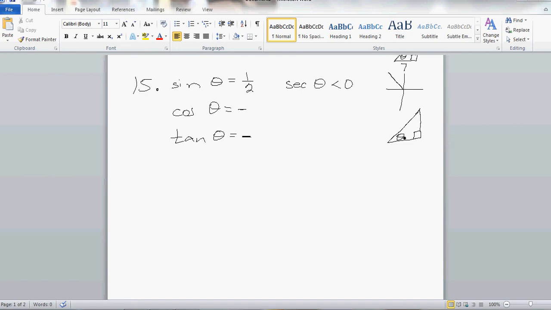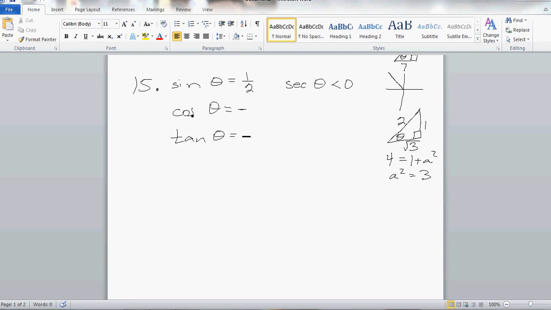Now we're told the sine of theta is equal to 1/2. Well, sine is opposite over hypotenuse. So the opposite is 1, the hypotenuse is 2. Quick calculation using the Pythagorean theorem: 2 squared is 4, which equals 1 squared, which is 1, plus a squared. Subtract 1 from both sides, a squared equals 3, and so a would equal the square root of 3. So we have every piece of information that we need. Now we just fill it in.